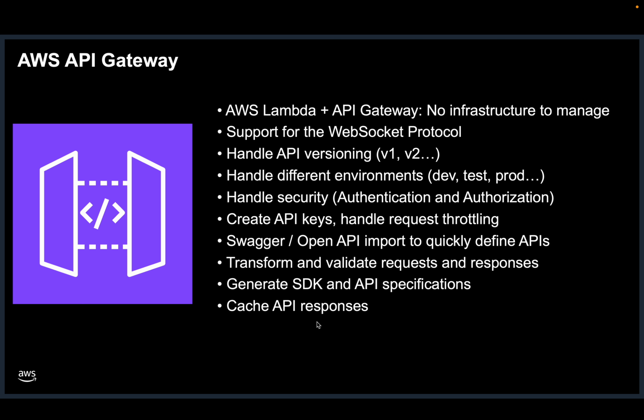It also handles authorization and authentication by using AWS Cognito user pool or identity pool. We can create API keys to handle request throttling, so whenever there are high requests happening on API Gateway, we can create API keys. We can also use AWS Secrets Manager to store secret keys, and it will transform and validate the requests and responses.